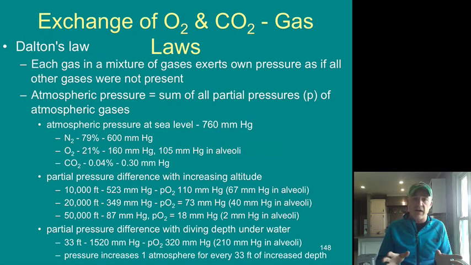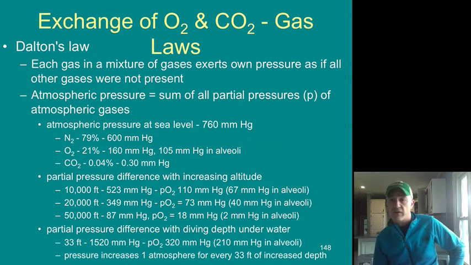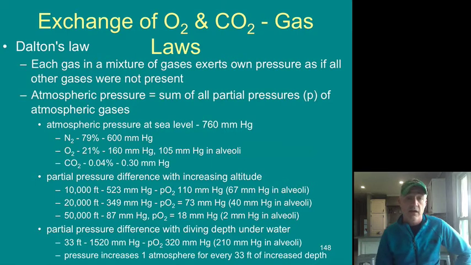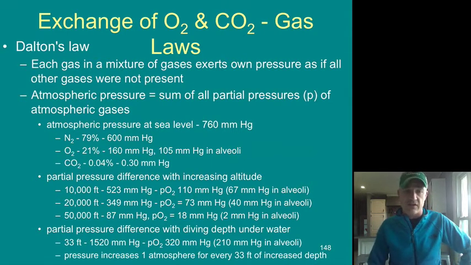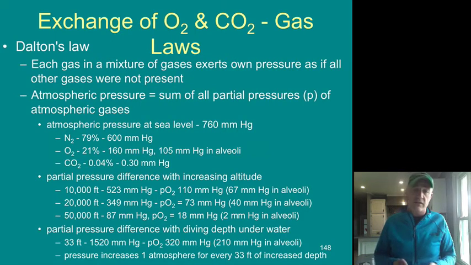The thing that's interesting about this as well is that atmospheric pressure can change based on altitude. Everything we've talked about so far is based on sea level of 760 millimeters of mercury, which would make it about 597 of nitrogen, about 160 millimeters of mercury of oxygen in the atmosphere. You can see in the alveoli it's going to be less because we can't completely exchange those gases.